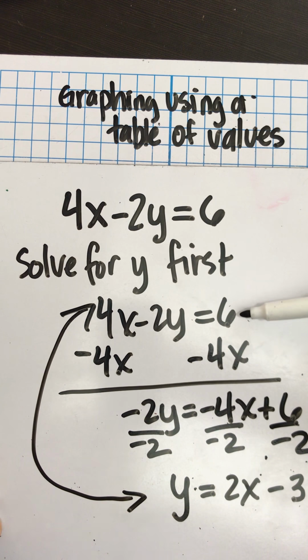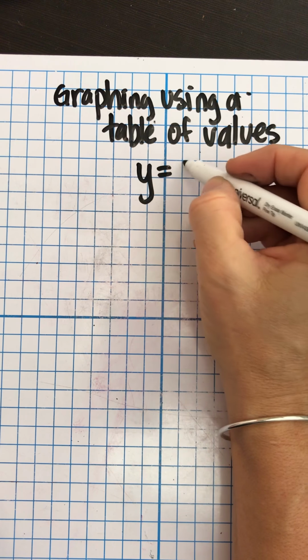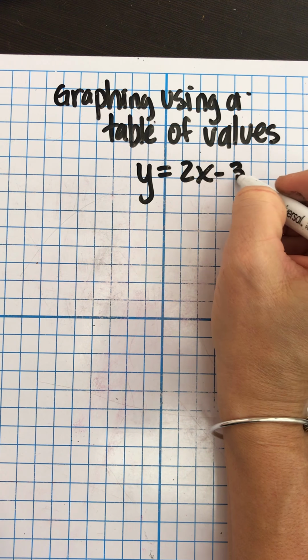These are the same equations, they're just in different forms. This is in standard form, well, almost standard form. We'd have to divide everybody by 2. And this is not in standard form, but it's still a linear equation. And now the task is to graph this equation using a table of values. So y equals 2x minus 3. That's what we're dealing with. We have solved it for y first.